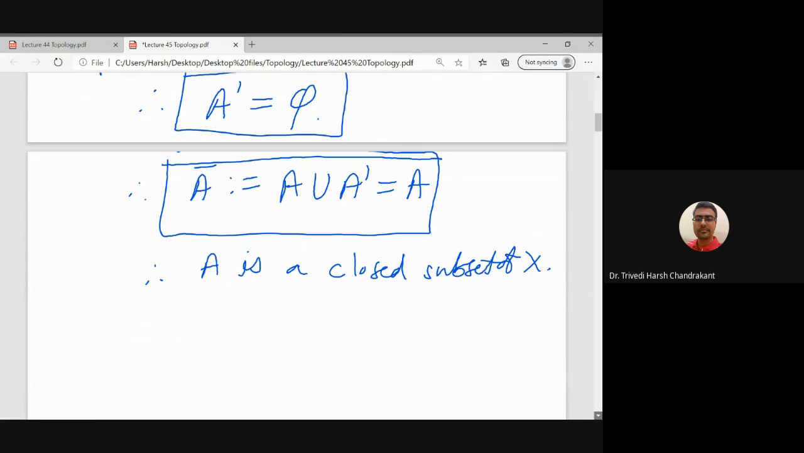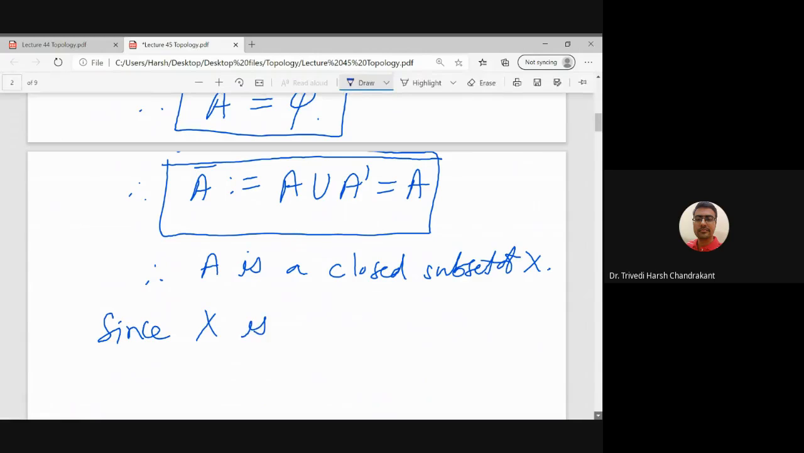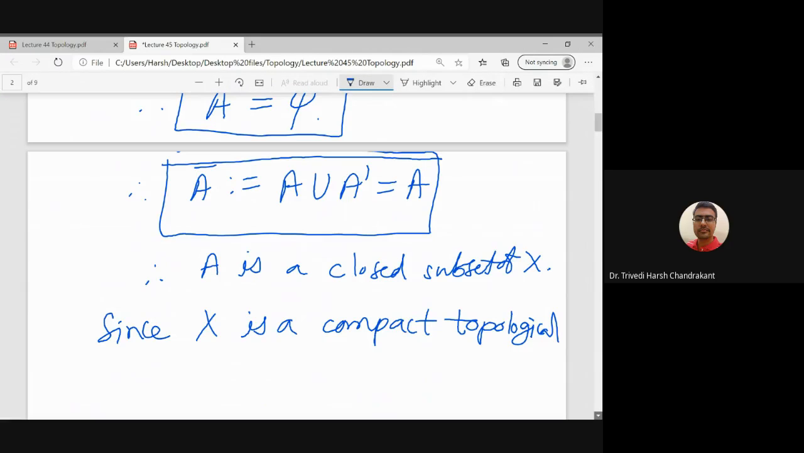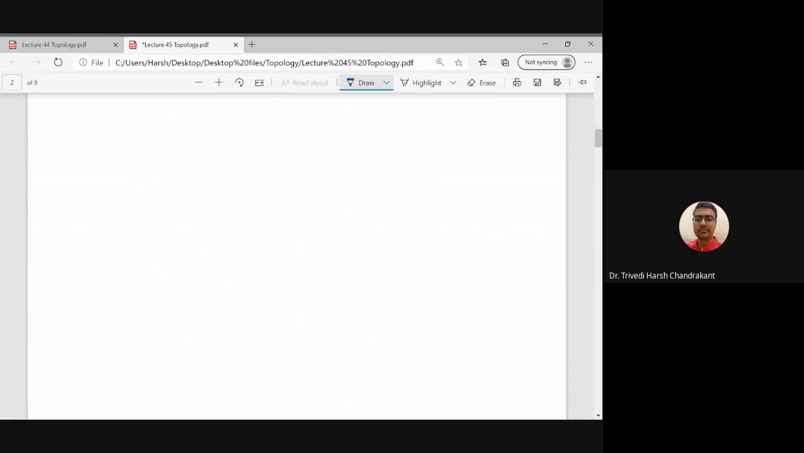So we started with the assumption that A is an infinite subset of X and it has no limit points. That means A is closed. So now A is a closed subset of X, and since X is already a compact set, and in which we have a closed subset.